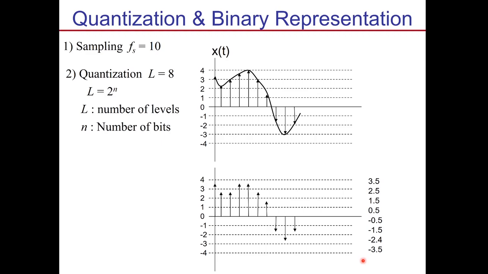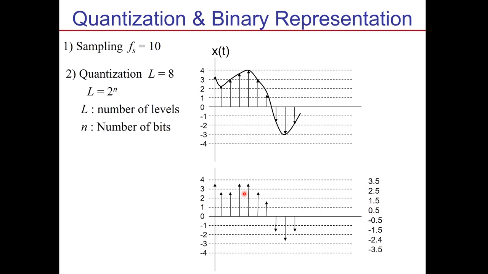Now, because of the quantization, there is a quantization error. Look at this one. That probably was 3.9. Now it's 3.5. So that's a quantization error of 0.4. Or it could be 4, and I quantize it down to 3.5. So that's a quantization error of half volt. And that's the constraint. Before you decide how many levels, yes, the fewer levels you set, the fewer binary digits you will need for each sample. But the quantization error will be larger.